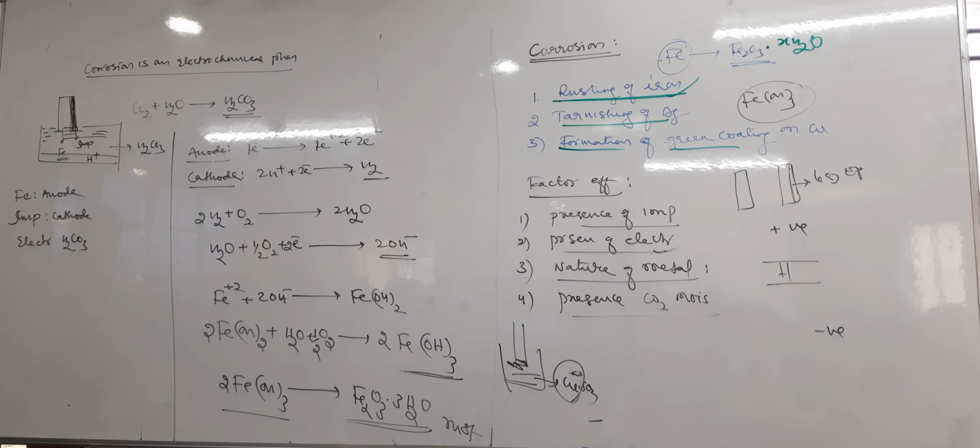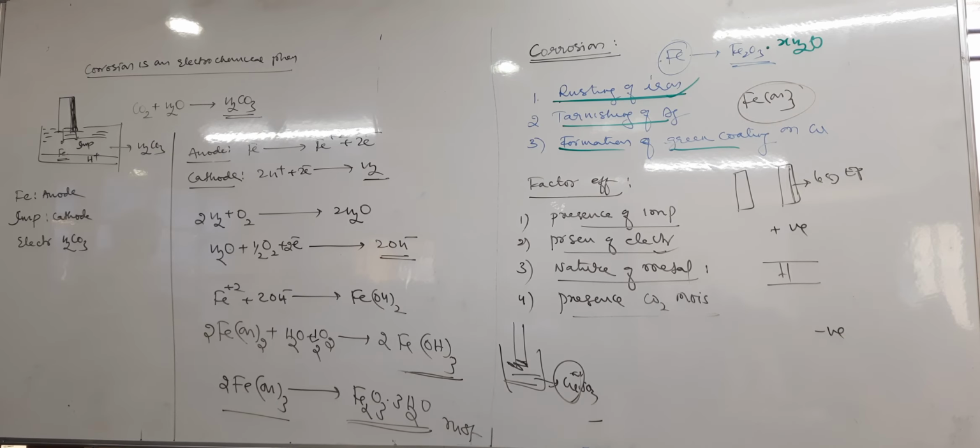Write down. Iron and other metal present as an impurity act as electrodes, comma, CO2 dissolved in moisture to form carbonic acid acts as an electrolyte.